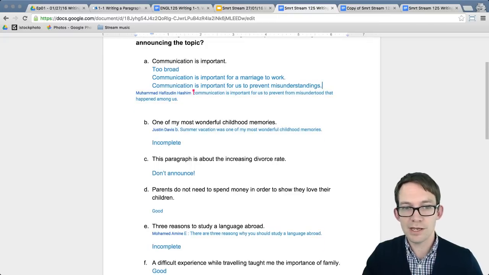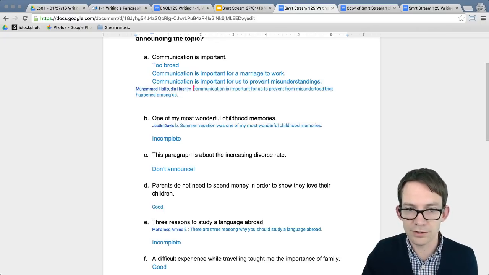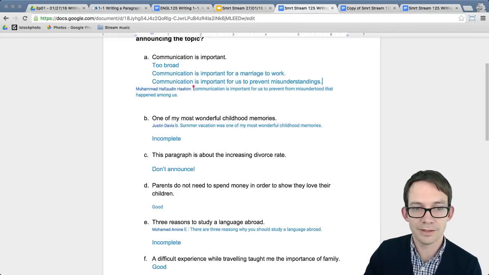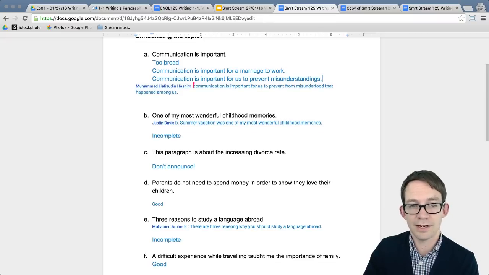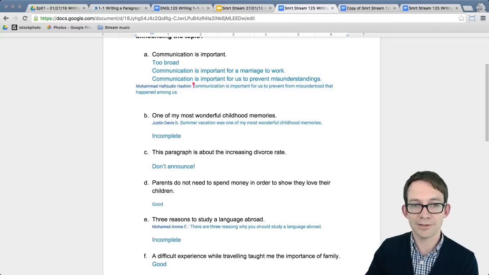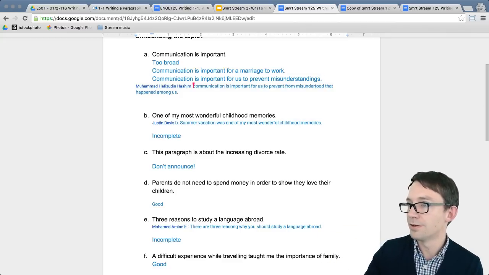It looks like B, another one from Justin Davis. He took the incomplete sentence and fixed it up. And he says, summer vacation was one of my most wonderful childhood memories. Nailed it. Yeah, that's awesome. And now you've got a complete sentence there with a subject and a verb. It's got an idea. It's going to be a narrative. You can give lots of details and everything. It's great. Okay, did I get anything for C?